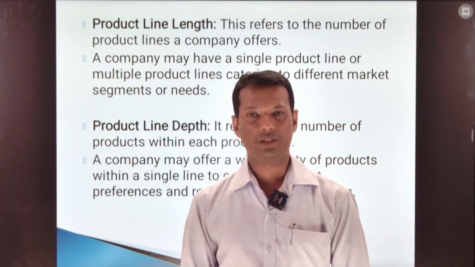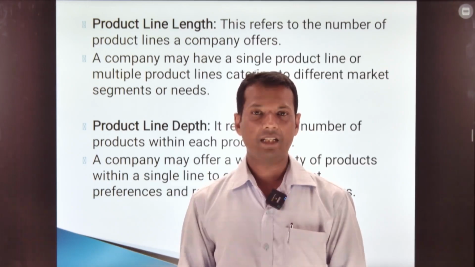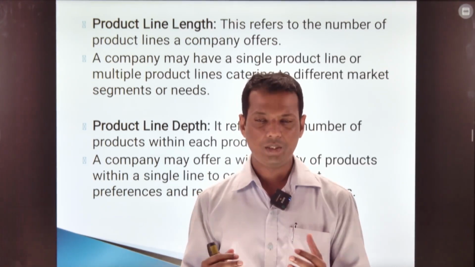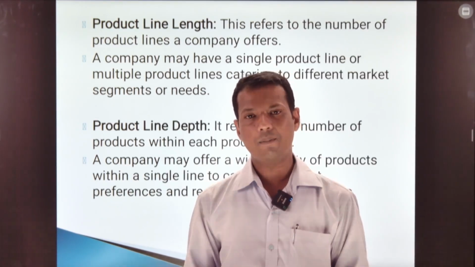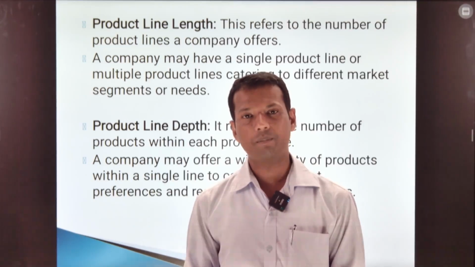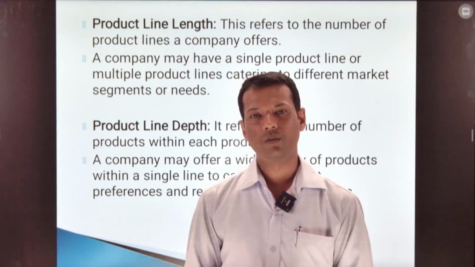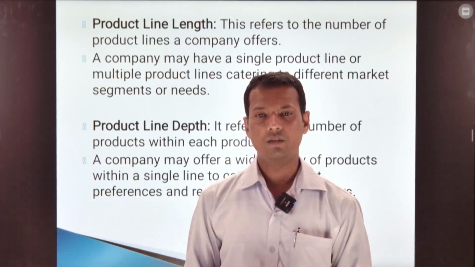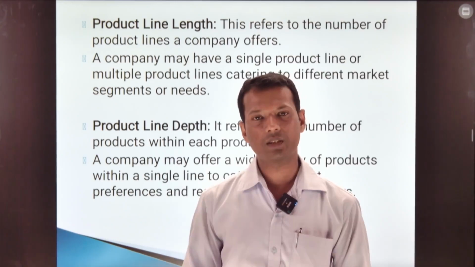Product line length. What do you mean by product line length? Product line length means that within the portfolio of the company, it has a product line, and how many products, a single product or multiple products, cater to the different market segments based on their needs. That is known as product line length.